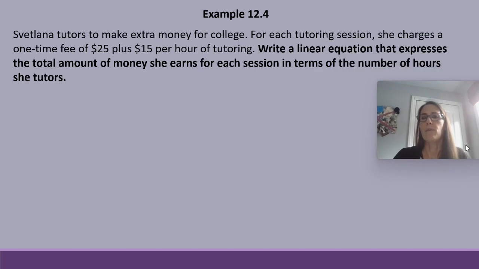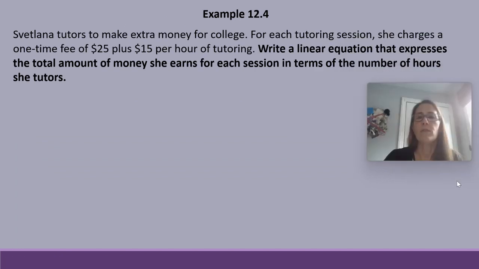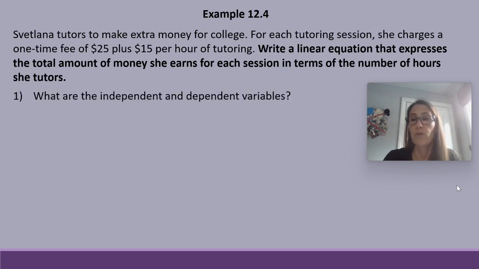So a couple more examples. Svetlana tutors to make extra money for college. For each tutoring session, she charges a one-time fee of $25 plus $15 per hour of tutoring. So "per" and "one-time fee," those are words we want to be looking for when we're reading our examples or doing our problems. So we're going to write a linear equation that expresses the total amount of money she earns for each session in terms of the number of hours she tutors.